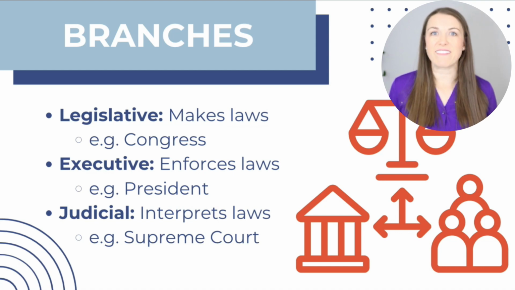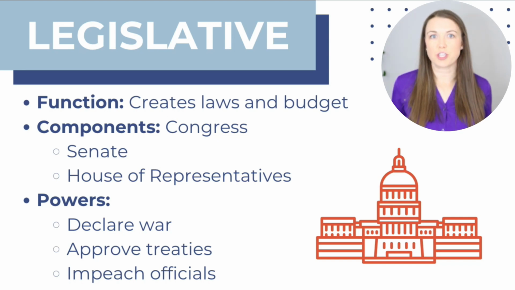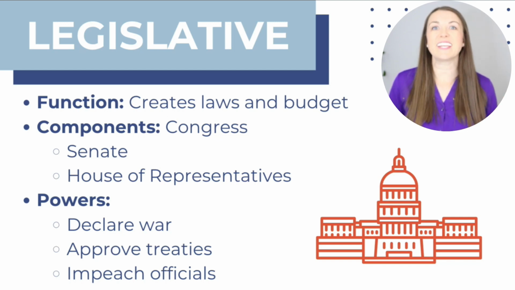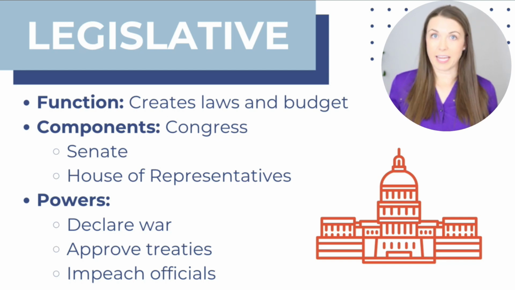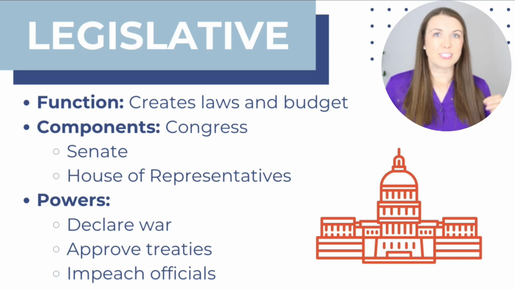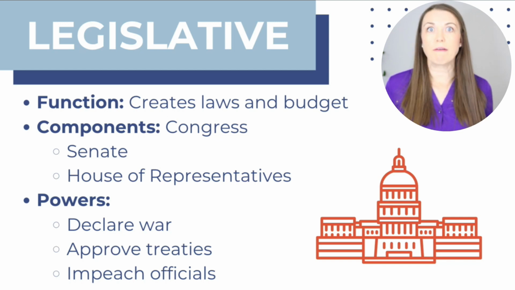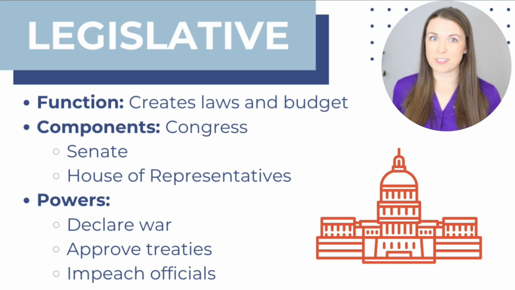Now let's take a deeper dive into each of these branches and how they work together. First here we have the legislative branch, which creates laws and the budget. Now friends, this is really important for you to know because if you are in an adult education program, it's going to be federally funded. And how is it funded? Through the budget that the legislature agrees to. So we want to make sure that our legislature knows about adult education so that they keep funding our programs, right? The legislative branch consists of Congress, which has the Senate and the House of Representatives.